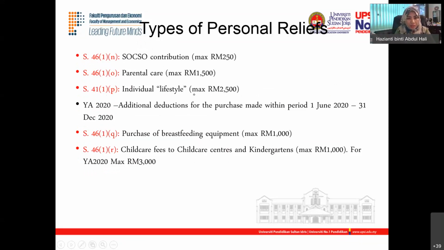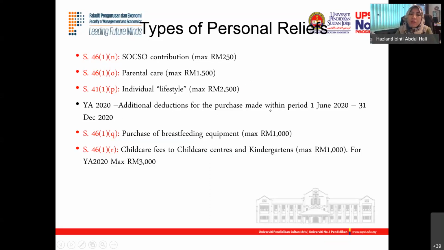1P, individual lifestyle, maximum 2,500. So individual lifestyle ni termasuklah purchase of books, magazine, sports equipment, purchase of tablet, smartphone, semua masuk dalam ni. So the maximum is 2,500. But for year assessment 2020, yang baru habis ni, masih lagi ada masa untuk buat e-filing up to 30th April. So untuk year 2020 ni ada additional deduction of 2,500 juga, which means under lifestyle ni the relief is 5,000.